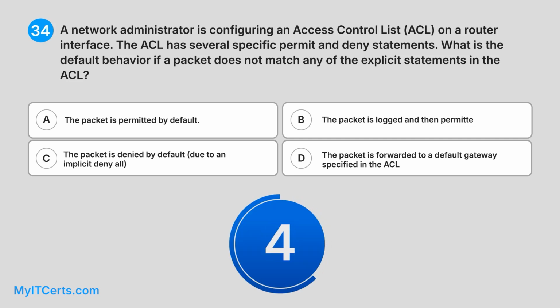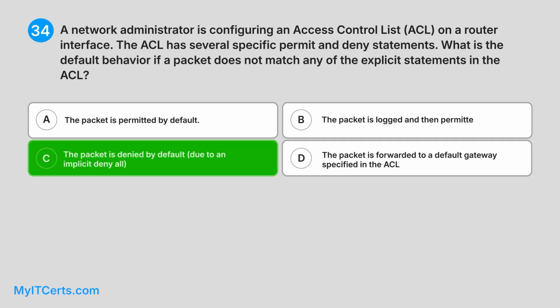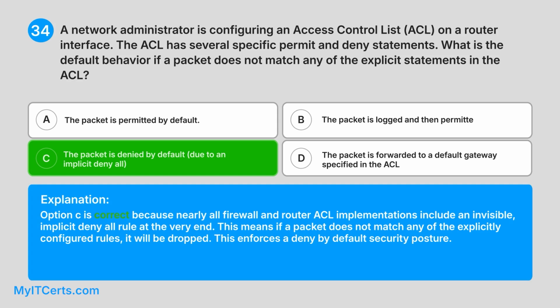Can you guess the answer? Correct answer: C. The packet is denied by default due to an implicit deny all. Explanation: Option C is correct because nearly all firewall and router ACL implementations include an invisible, implicit deny all rule at the very end. This means if a packet does not match any of the explicitly configured rules, it will be dropped. This enforces a deny by default security posture.